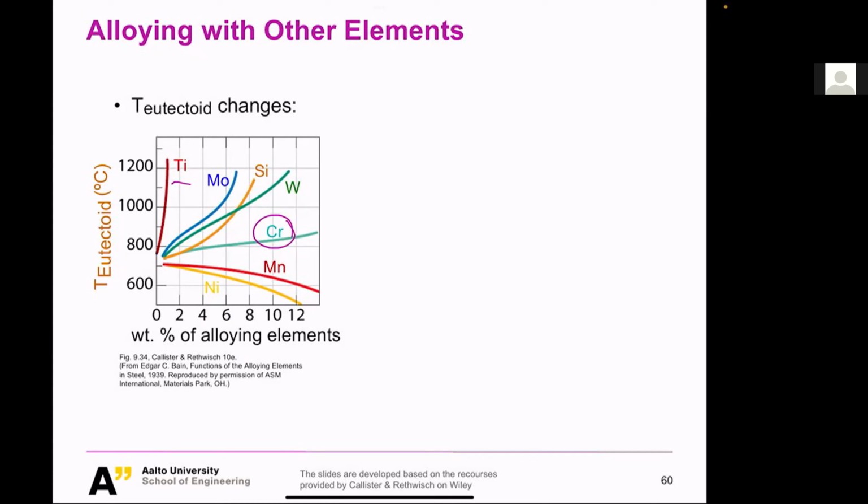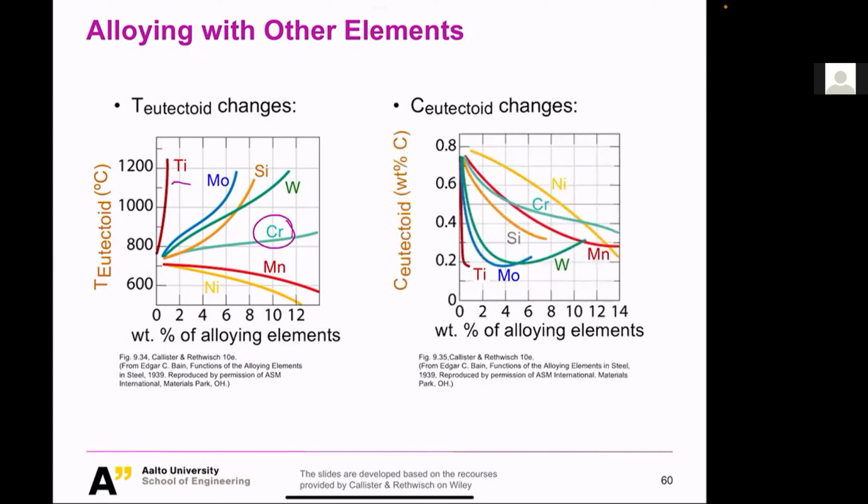The eutectoid temperature will be changed. So remember, the pure eutectoid temperature is about 727, but when you add more chromium, the temperature will be raised. At the same time, the eutectoid composition will also be different. So when you add chromium once again, your eutectoid composition will also increase.